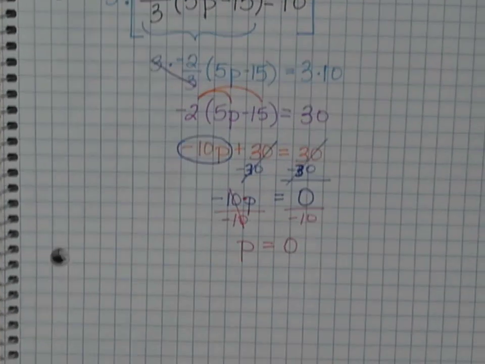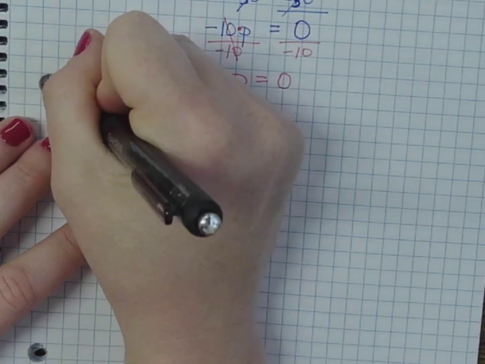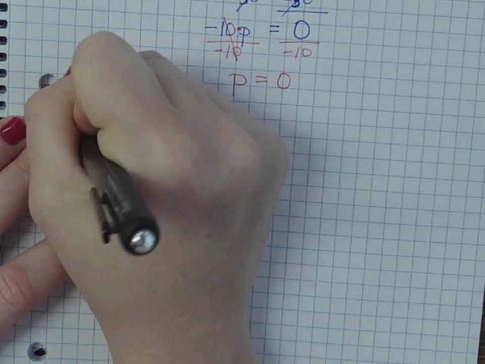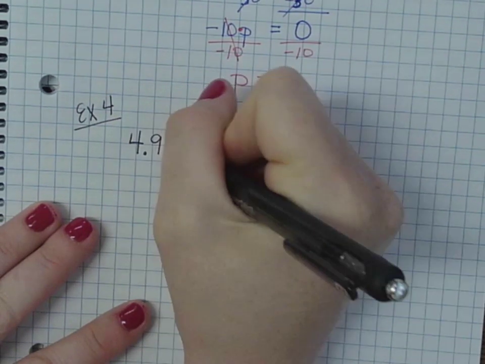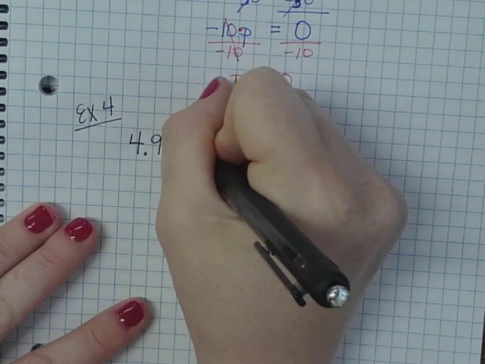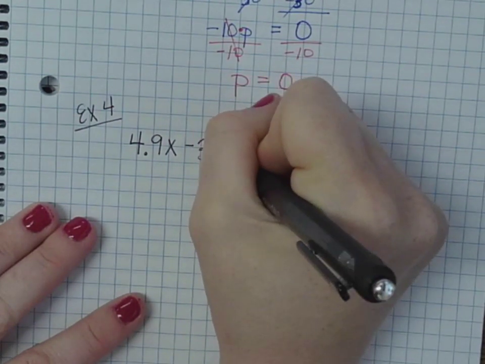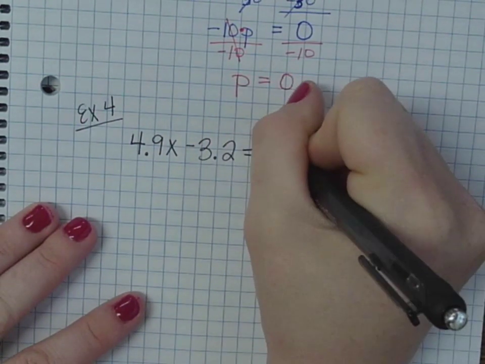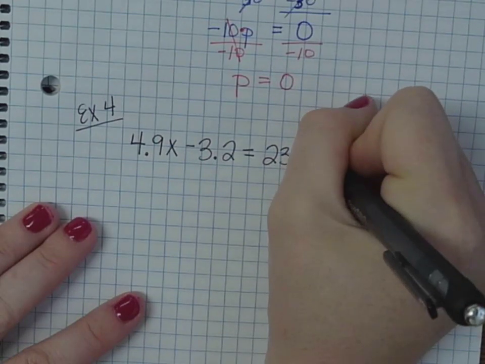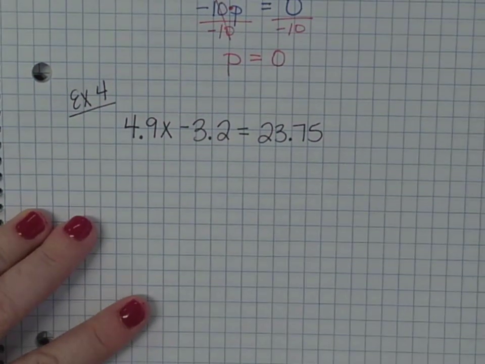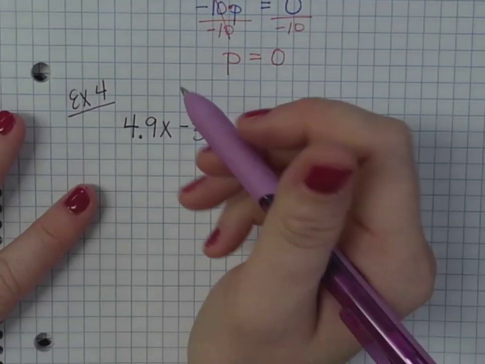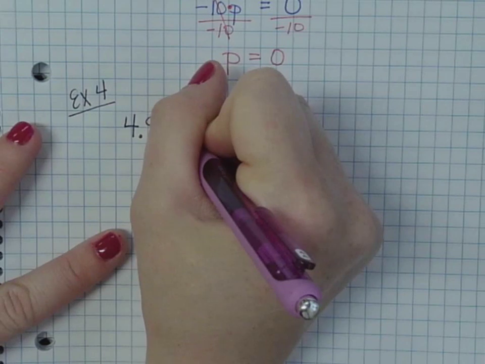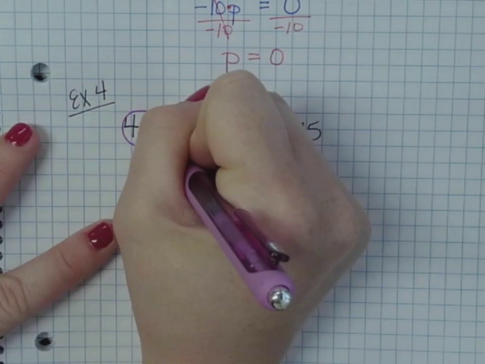Okay, last one. Some people prefer to use decimals over fractions, and then sometimes they're just going to be written as decimals. So what we're going to do is just solve this just like we've been doing. It's just that there's a decimal instead of whole numbers or integers.